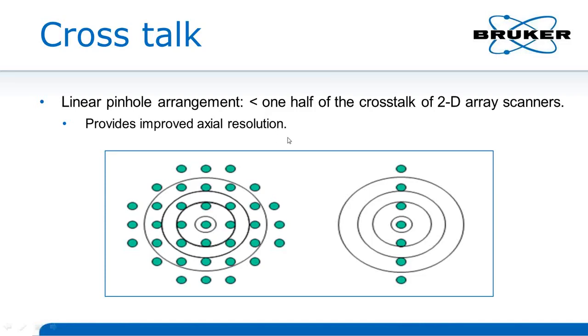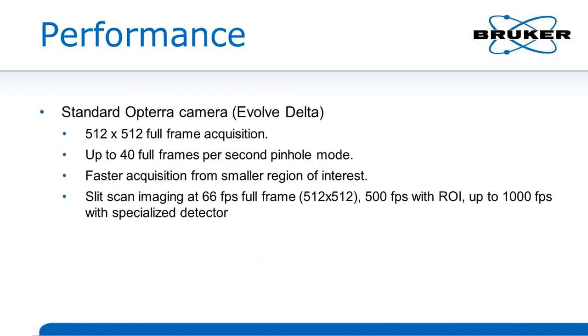And the benefit of this is that a 1D array provides improved axial resolution, improved sectioning, as well as providing better penetration into thicker specimens.